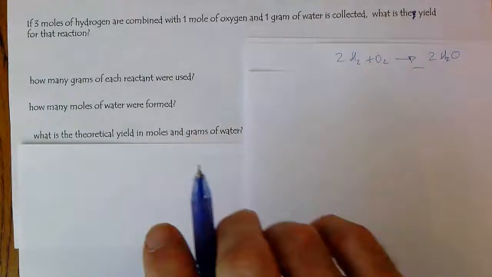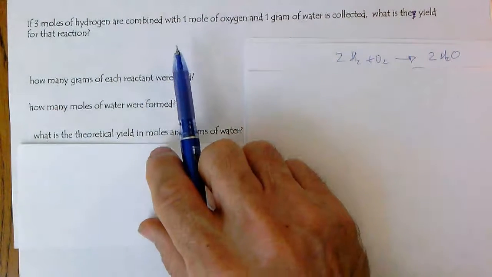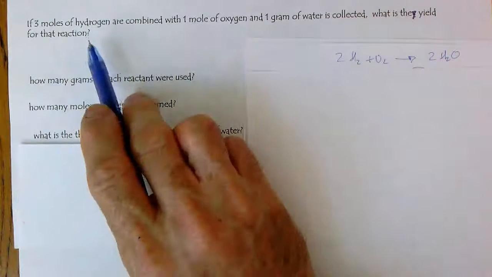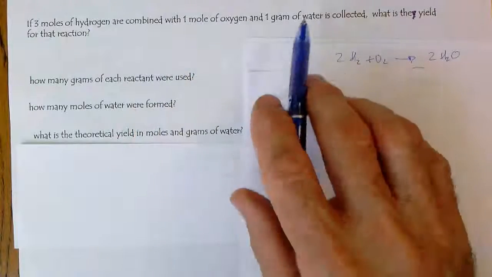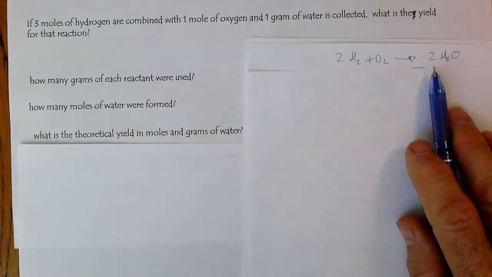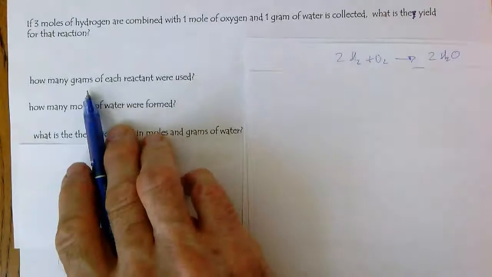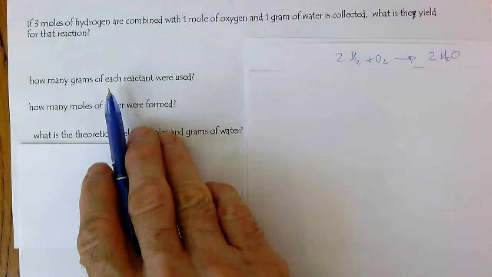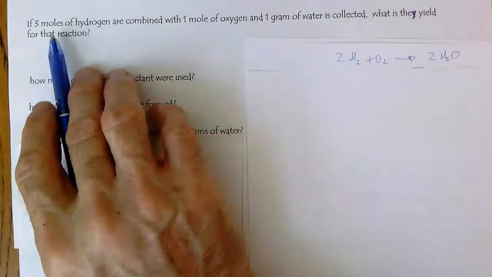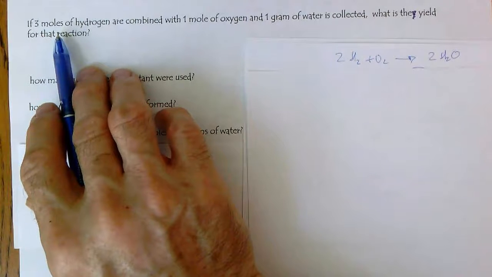Here are some more molar calculations that deal with the combustion of hydrogen with oxygen to make water. So I've put the balanced chemical equation here. Now we already solved this problem, so let's go ahead and move on to these three. How many grams of each reactant were used? I'll solve it in my head first, then show you mathematically.